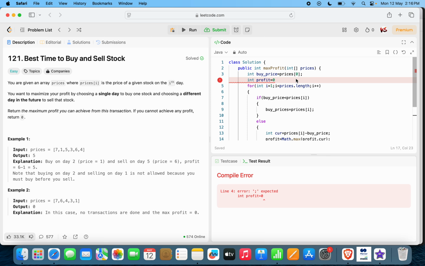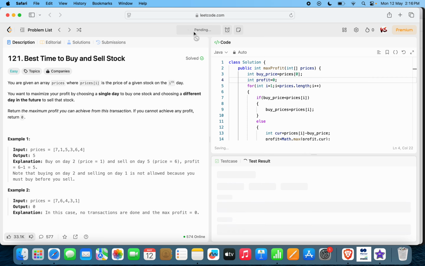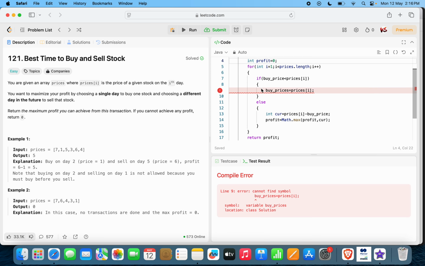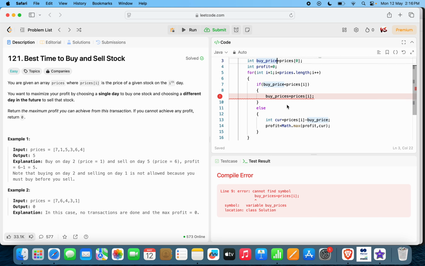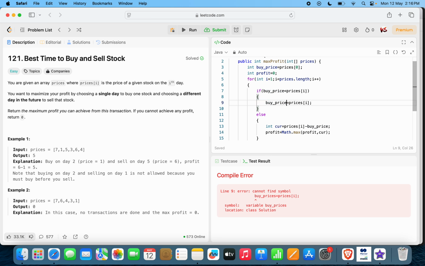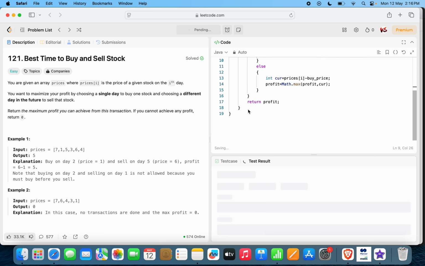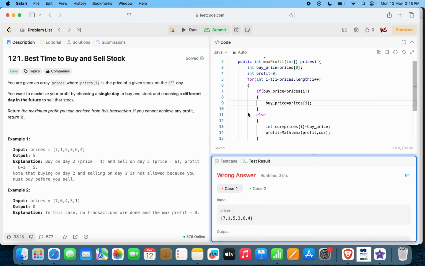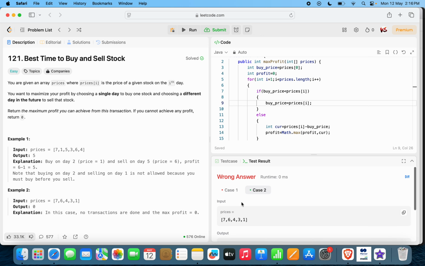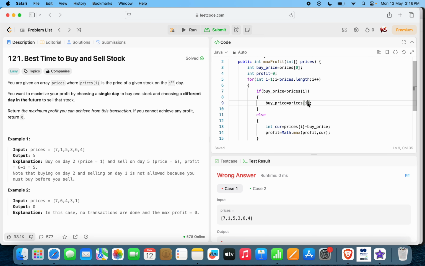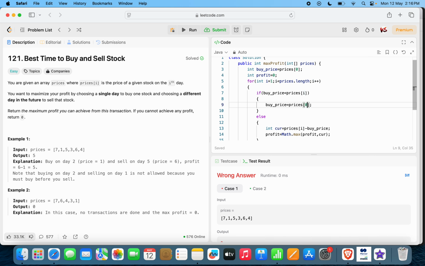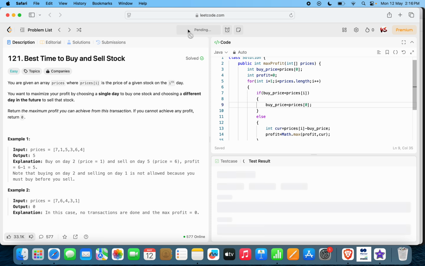So there is a mistake here, sorry for that, and let's run this code again. There is a small mistake I put, so I'll remove the prices. Is there any error in the code? Case 2 is passed, but case 1 is not passed. I will take it as 0. Let's find out if it works.